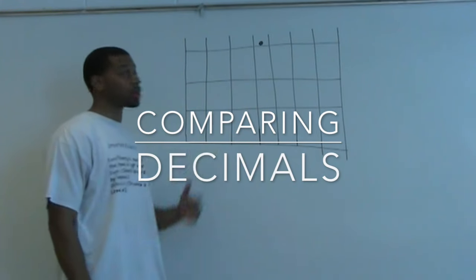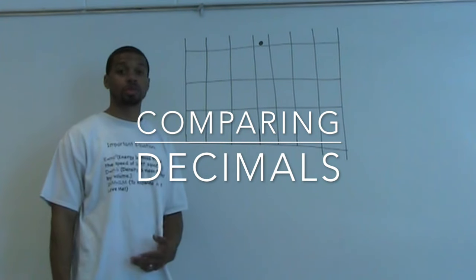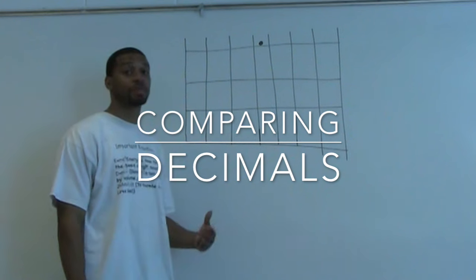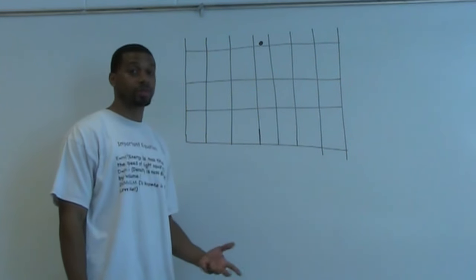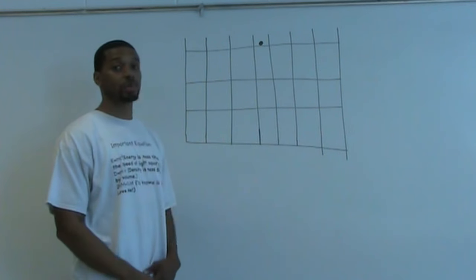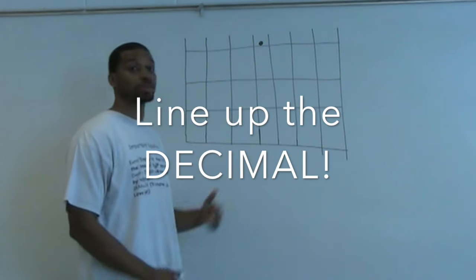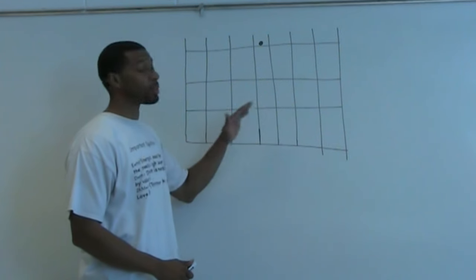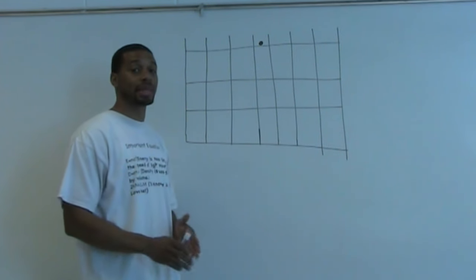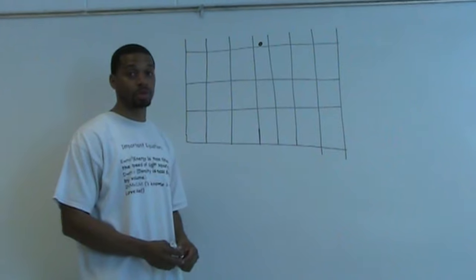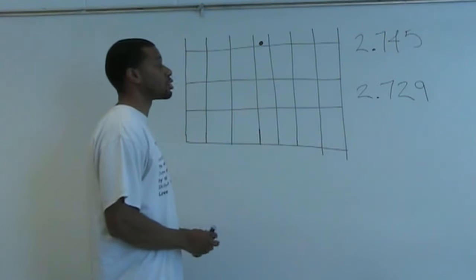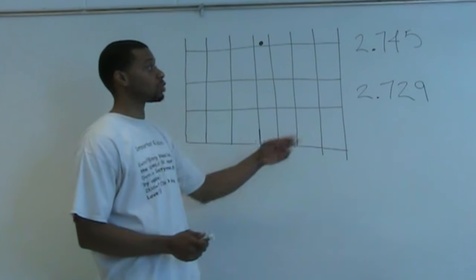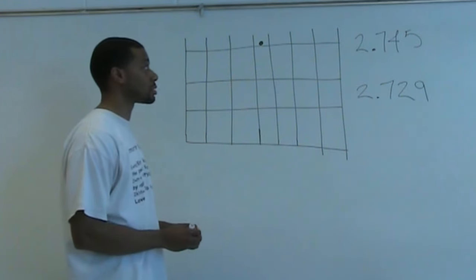Now we're going to use our grid to compare decimals. We're going to use the grid to see if a decimal is greater than, less than, or equal to a different decimal. The first thing that we're going to do is line the decimal up. We line the decimal up every time, that way we're not mixing up the place value. First two numbers we're going to compare are 2 and 745 thousandths and 2 and 729 thousandths.